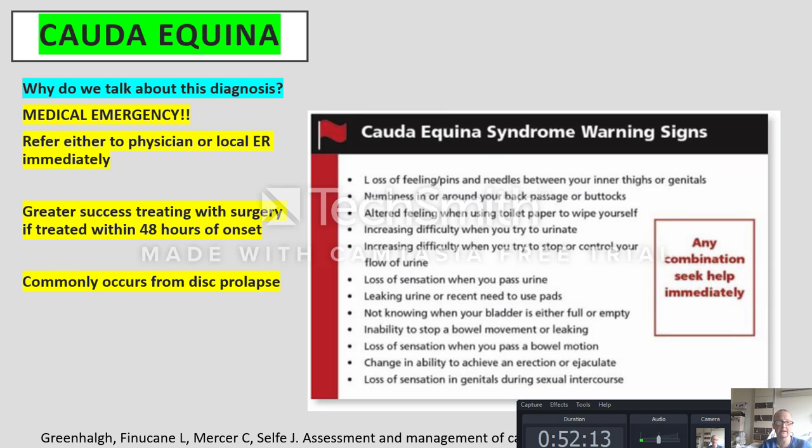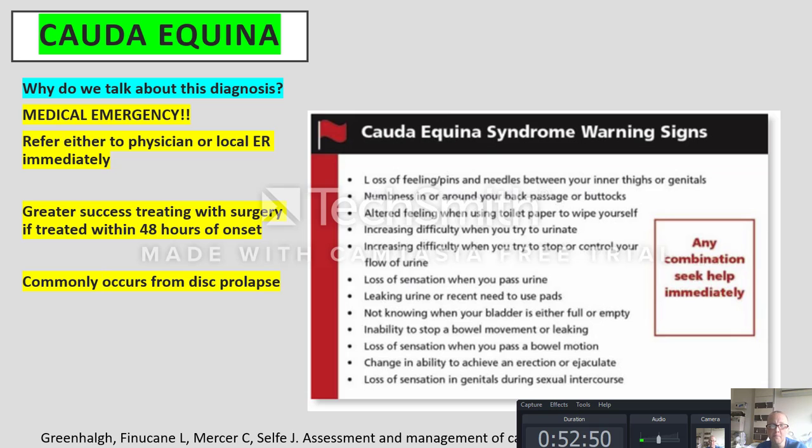Cauda equina. Why do we talk about this diagnosis? Because it's a medical emergency. Call 911 quick. Refer either to a physician or local ER immediately. Greater success treating with surgery if treated within 48 hours of onset. Commonly occurs from disc prolapse.